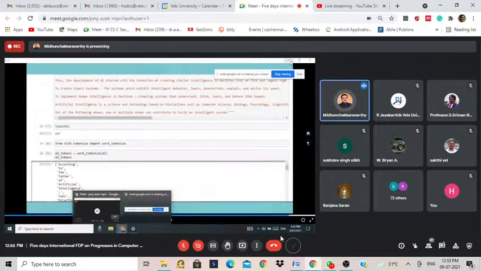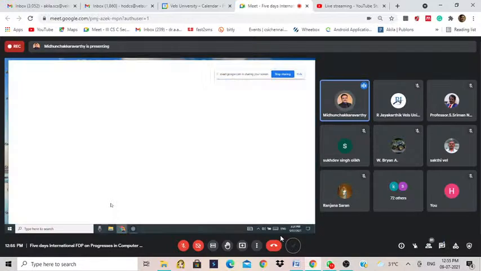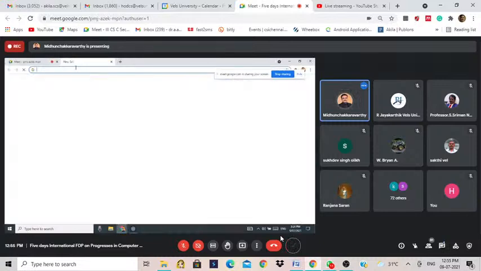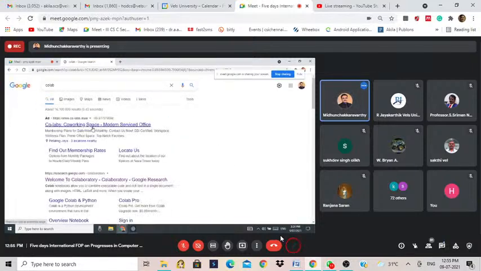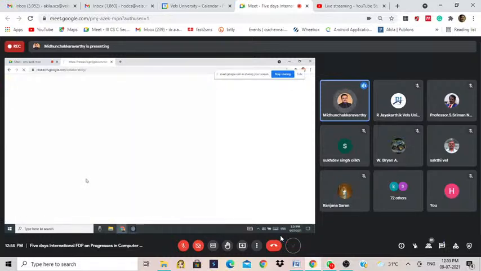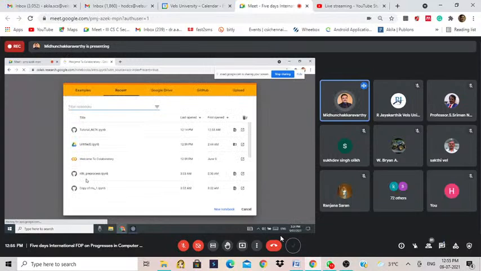Those who are on computers, I think all of you can see my screen, right? Those who are on mobile phones can also try this. And I will show what a Colab is. This is Google Collaboratory Lab, where we can write Python code directly. Maybe some of you might have used it. Those who are not aware of Colab, just try this. I just typed Colab in Google, and it will take me here.